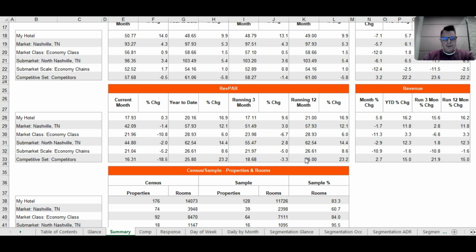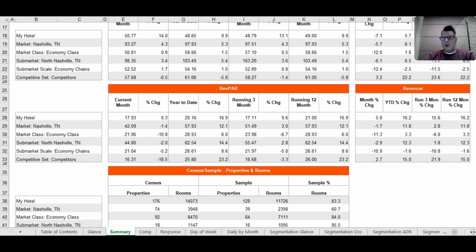If this hotel were beating their competitors in RevPAR, this video would be based on this economy class right here, okay? And then it breaks it down a little bit further. It shows the submarket, which is basically the neighborhood that the hotel resides in. And then it shows the submarket scale, which is the economy chains. I'm not going to get into that too much. You can look at that on the help tab.